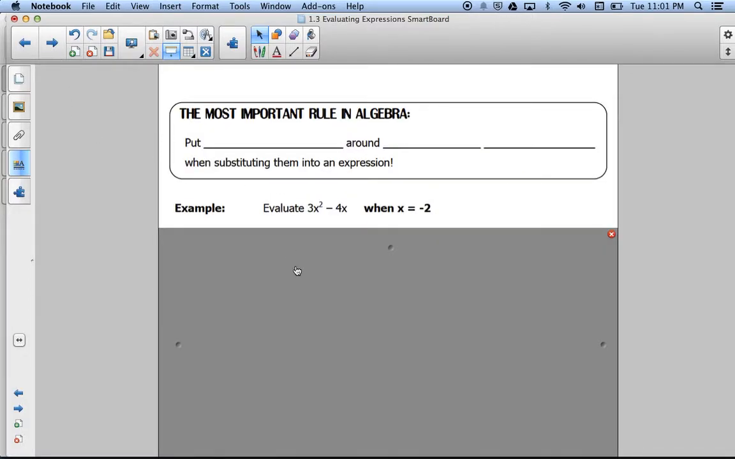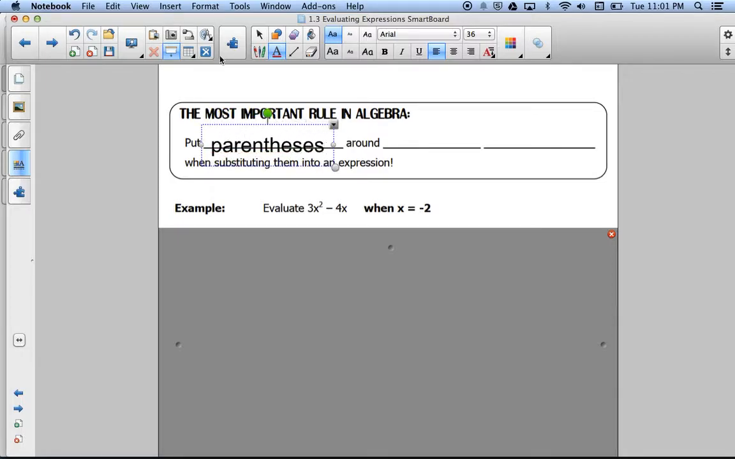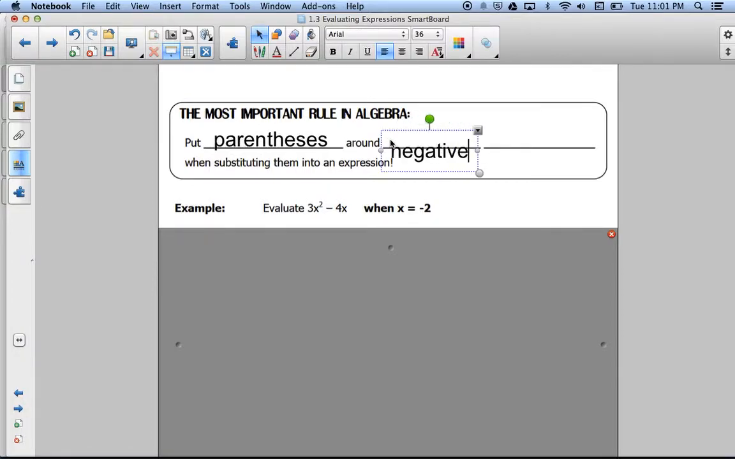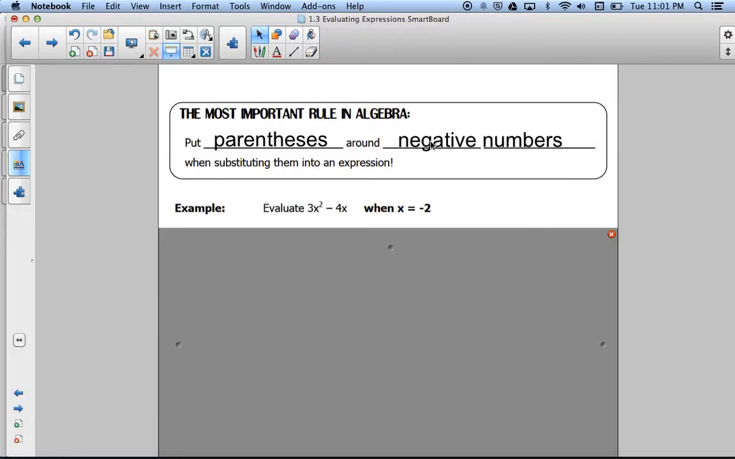The most important rule in algebra: we want to put parentheses around all of our negative numbers. This is really important, especially if you're intending to use a calculator to help you simplify. So let's see how it looks here.